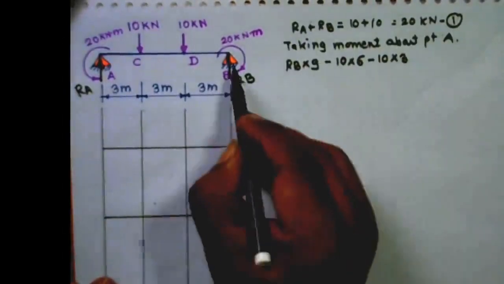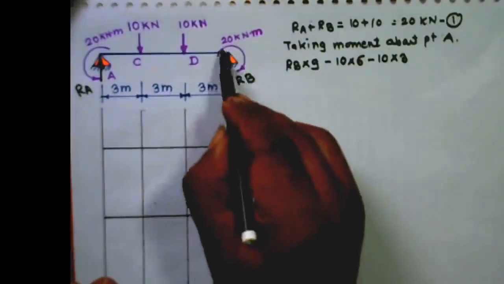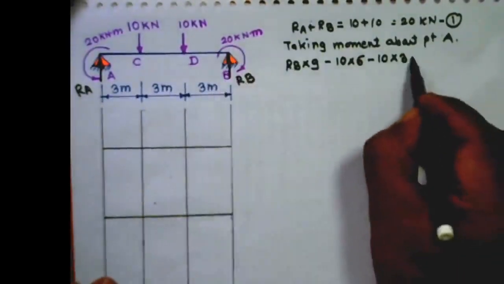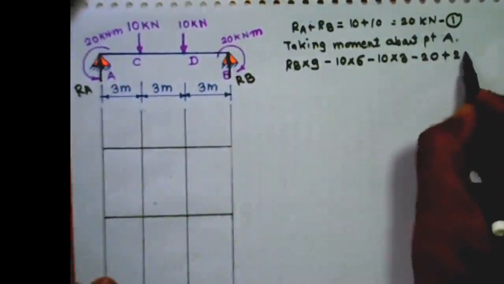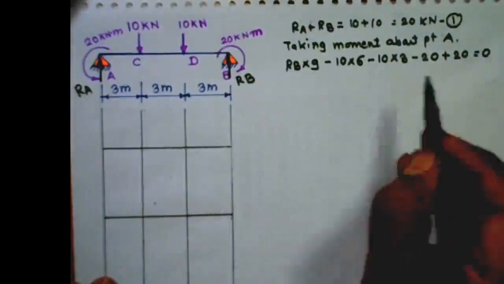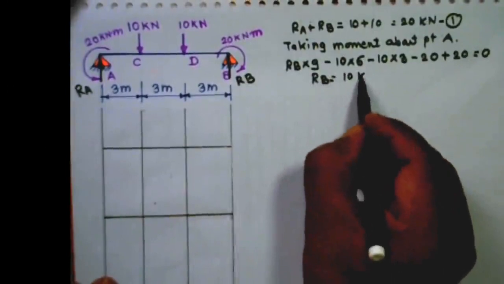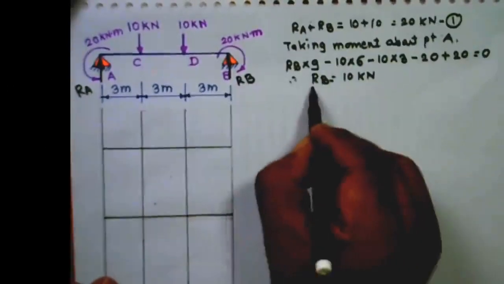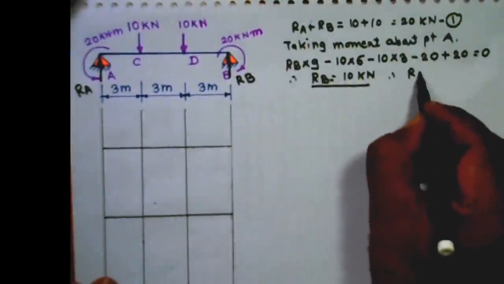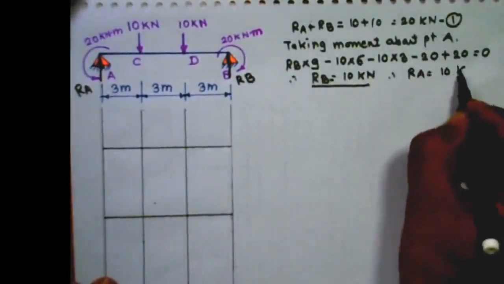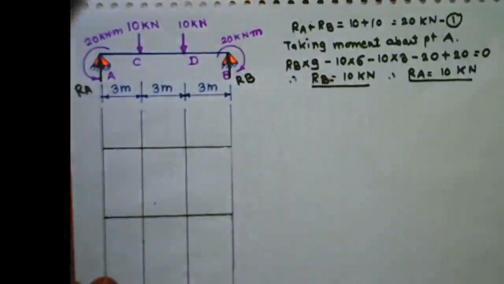In that case a moment is also acting, so we have to consider that moment. This moment goes clockwise. Clockwise moment we take as negative, so minus 20. This moment is anti-clockwise, plus 20, equal to 0. After solving this you will get RB equal to 10 kilonewton. Therefore put the value of RB in the above equation number 1. Again you will get RA equal to 10 kilonewton.